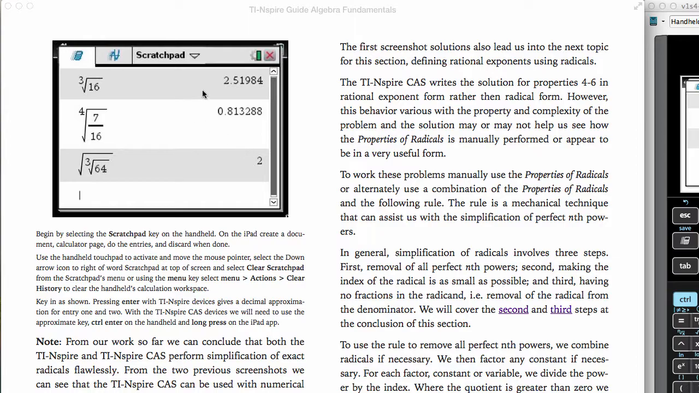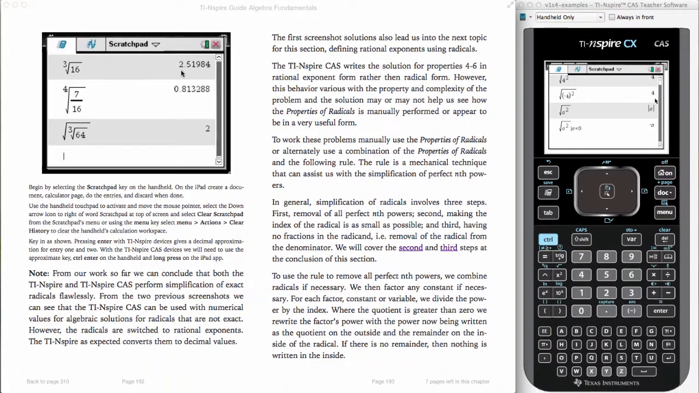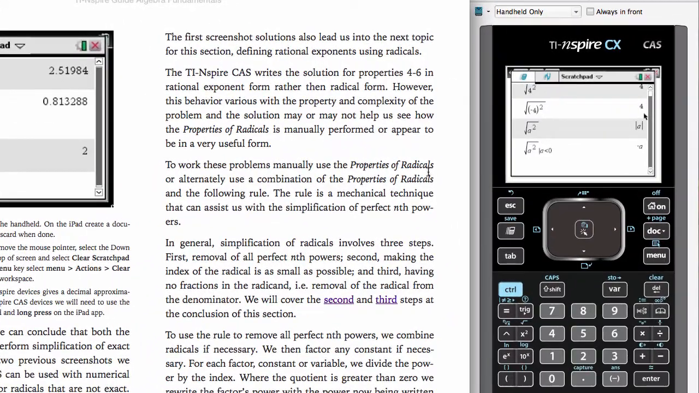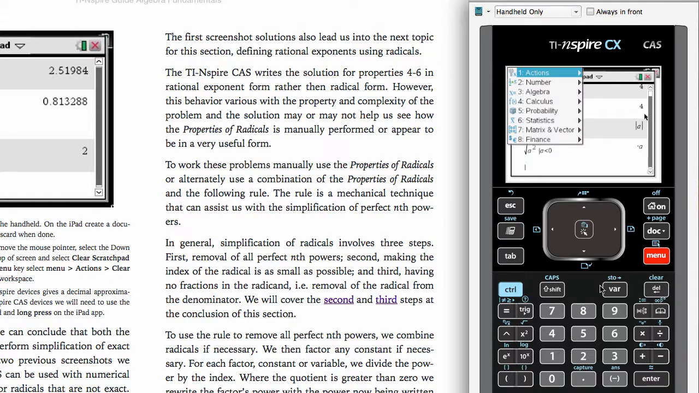So let's take a quick look at this last screen on our calculator. We'll go over to here and clear out the scratch pad. So we'll go to 1, 5 to clear out our scratch pad. We'll take the cube root of 16. So we'll use this index here to be 3. Move over, put 16 in here, press enter.